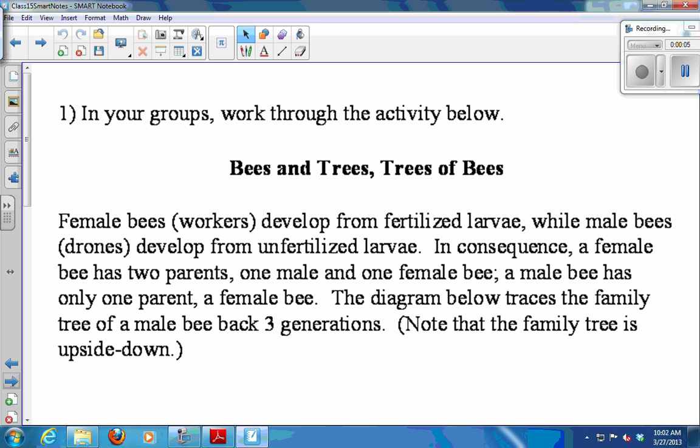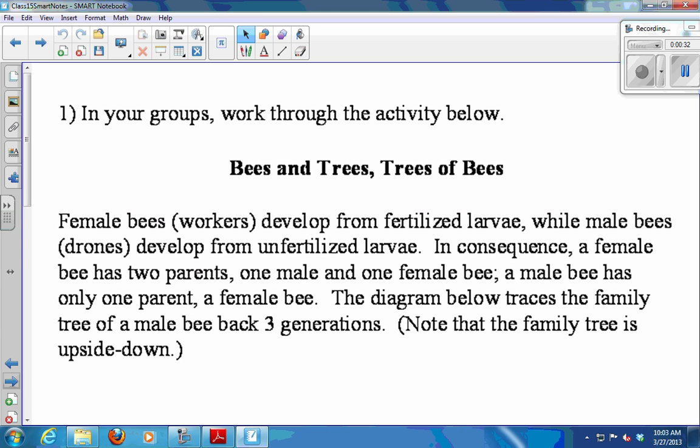So in your groups, I'm going to have you start with an activity rather than finishing with an activity today. So we have female bees develop from fertilized larvae, while male bees develop from unfertilized larvae. So that means that a female bee has two parents. It takes a male and a female to make a female bee. But a male bee only has one parent, the female.